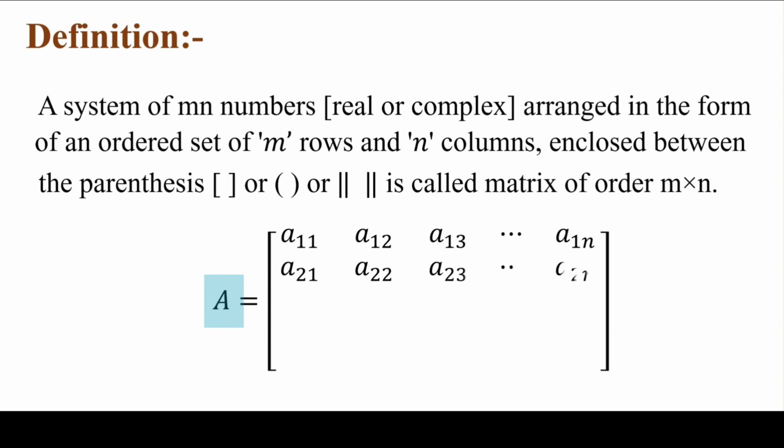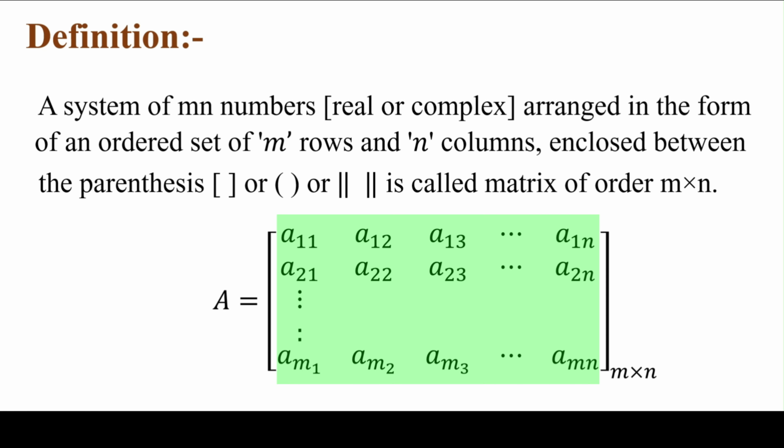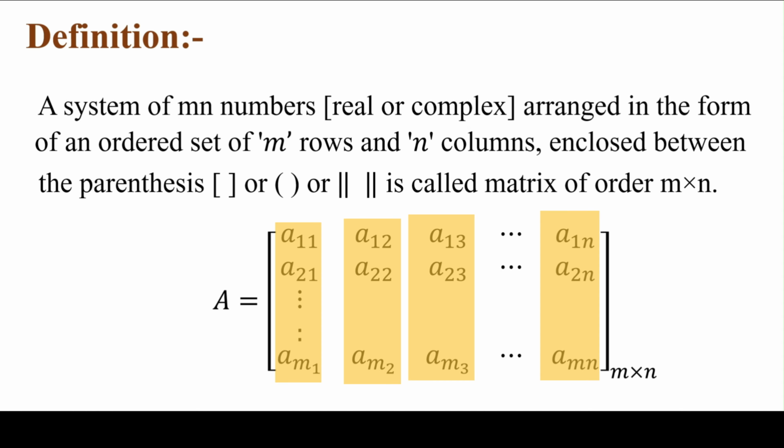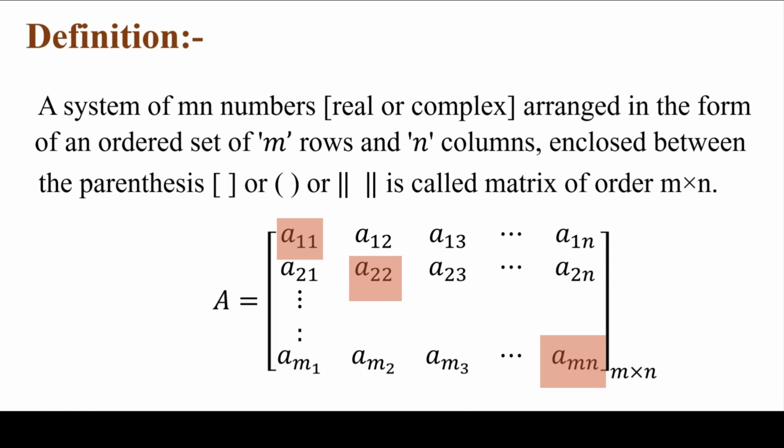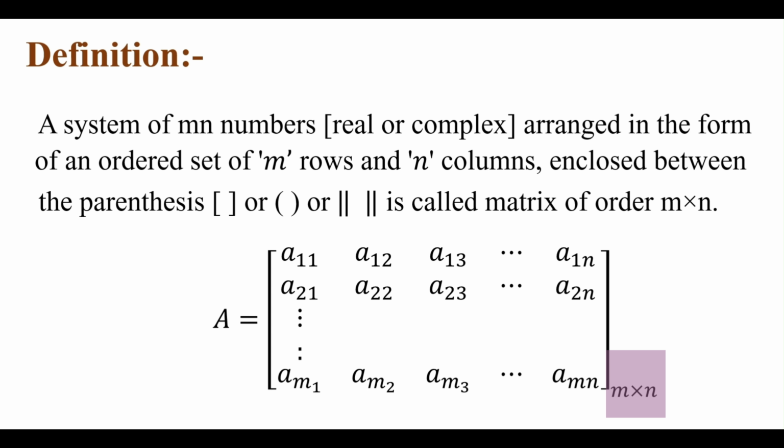Matrix will always be represented by a capital letter. These are the elements of the matrix. These are the rows and these are the columns of the matrix. These elements are called diagonal elements or principal diagonal elements. m cross n represents the number of rows and number of columns of a matrix. The number of rows will be represented first and then comes the number of columns.